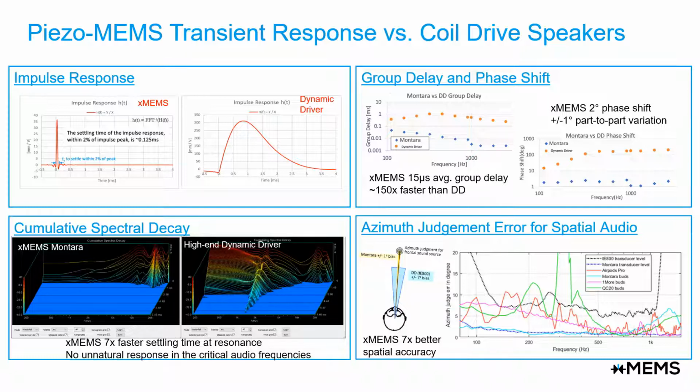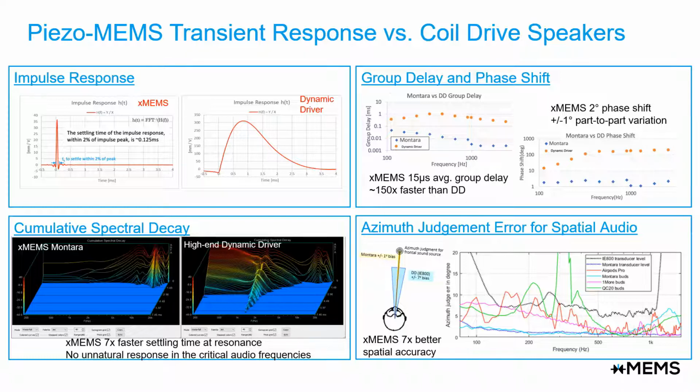You'll see the XMEMS piezo-MEMS microtransducer on the left, and a high-end IEM, or in-ear monitor, class audiophile grade dynamic driver on the right. Below that is the CSD plots from those two drivers, and you can see where the resonance is for each one of them. For the Montara piezo-MEMS microspeaker, it's up near the high end of the audio band, and when the stimulus stops, that speaker settles really quickly. When you compare that to a traditional dynamic driver, again, the plot speaks for itself. There is still a bit of time required for that transduction mechanism to settle down.